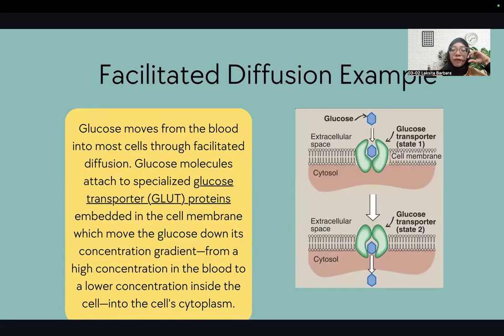Another example of diffusion is the movement of glucose from the bloodstream into the cell. But the difference from oxygen and carbon dioxide movement is that the glucose movement is helped, or facilitated, by glucose transporter proteins. So we call it facilitated diffusion.